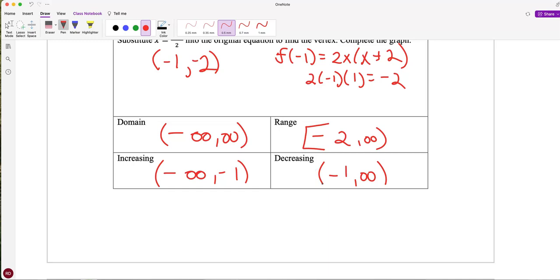Oh, I did this wrong. It's decreasing, so let's back it up. I always like to do left to right. Left to right, first of all, it's decreasing. From -infinity to -1, it decreases. And then at that point, it starts increasing, okay?